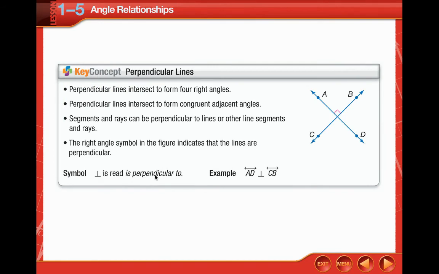All right. Perpendicular lines. Perpendicular lines intersect to form 4 right angles. Perpendicular lines intersect to form congruent adjacent angles. So that means all these angles are equal. They all equal 90 degrees.